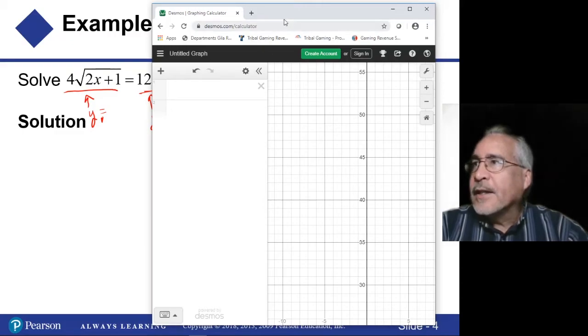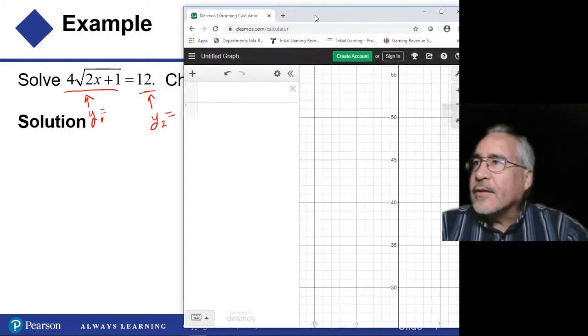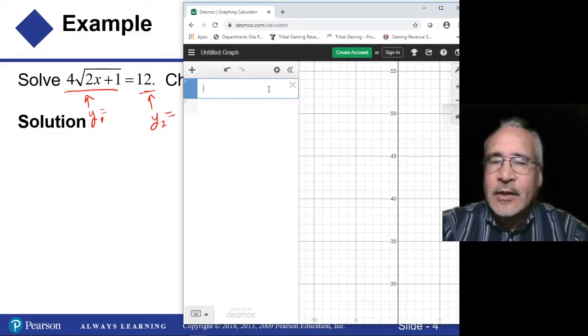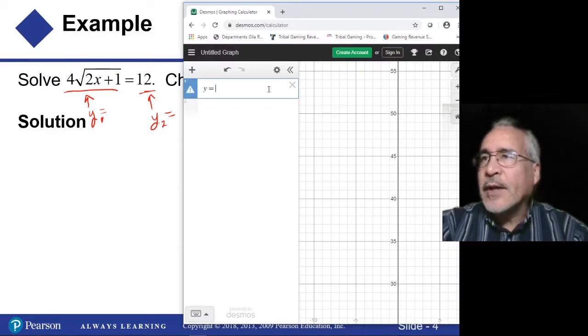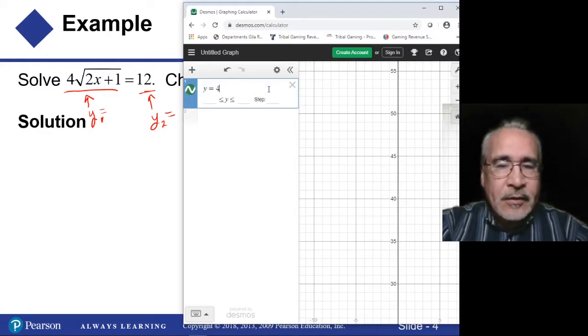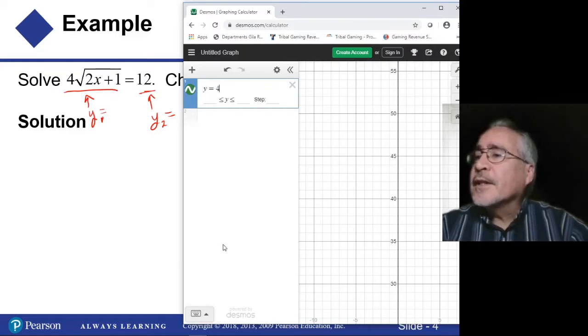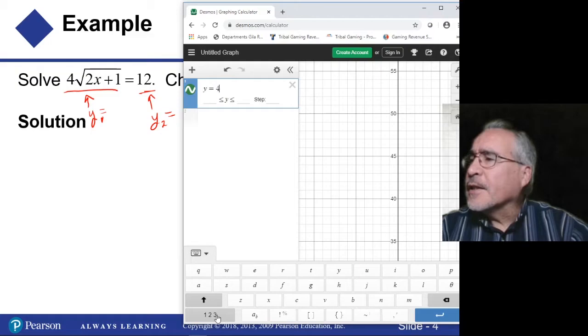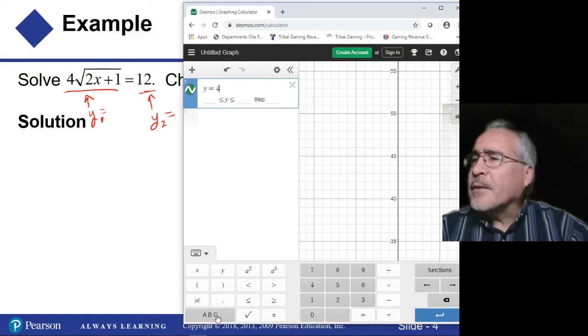We've got Desmos up. So I would do the same thing. Notice it doesn't have y equals. Now sometimes you don't have to, but I'm going to go ahead and just put y equals 4. Where's my square root? Here we go. We click on this thing, and where's the square root button? I don't see a square root button. That's strange. I'm sure I saw one before.